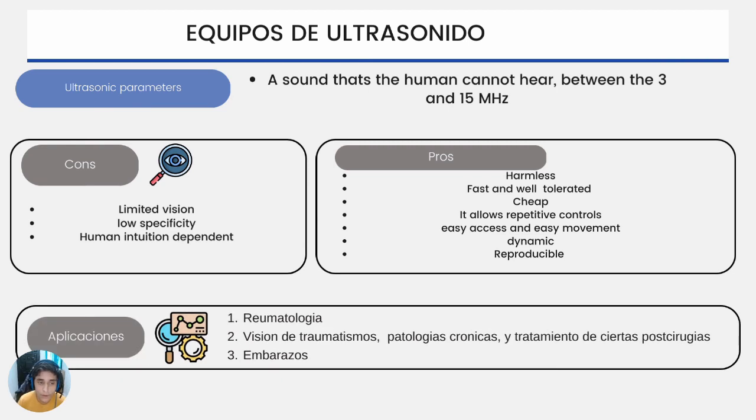What are the parameters? The parameters of ultrasonic are the sound, literally the waves, which have to be between 3 and 15 megahertz.